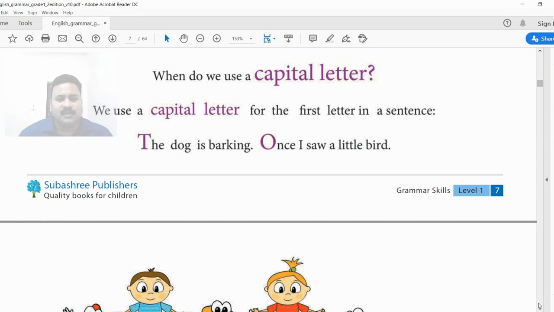Now let us see this example. The dog is barking. So here, see the first letter, it is in capital. Once I saw a little bird, right? So once, the first letter of every sentence. So when does a sentence begin? Okay, it begins after a full stop. So the first sentence is over. The second sentence, once I saw a little bird, begins. So again, we use a capital letter. So whenever you begin a sentence, you use a capital letter.